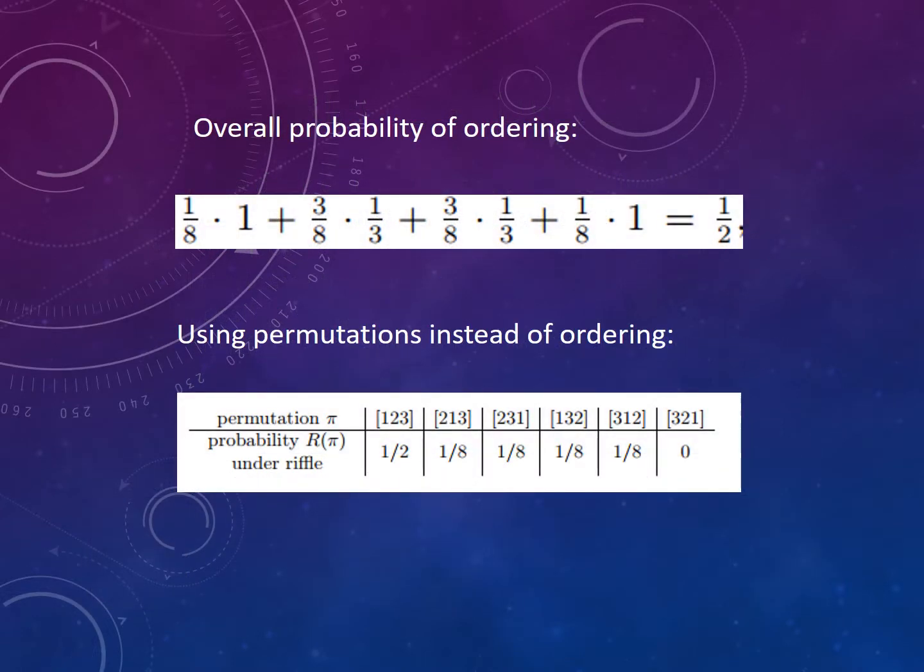If we try to calculate the probability of ordering, it would come up to be 1 by 2 in case of ordering, whereas if we use permutations instead of ordering, the probability of having 1, 2, 3 would be the highest, which is 1 by 2, as we get that order in 4 possible cases, whereas the probability of each other interleaving would be 1 by 8.